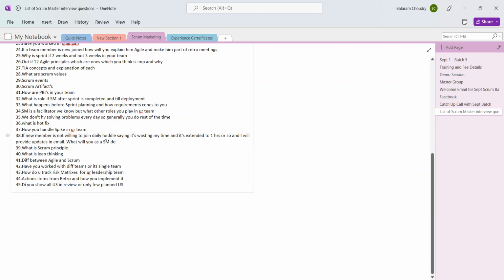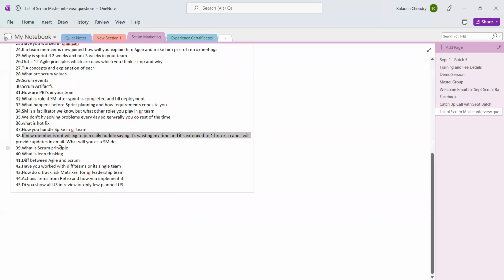If a new member is not willing to join the daily stand-up, saying it's wasting time, just talk to that person. Understand what the reason is, and 90% of the time, if you talk, you will be able to sort it out. If he's still not joining, then it is a will issue. You have to talk to leadership and sort it out. There are protocols to be followed, and they have to be followed. There is no going back from that.